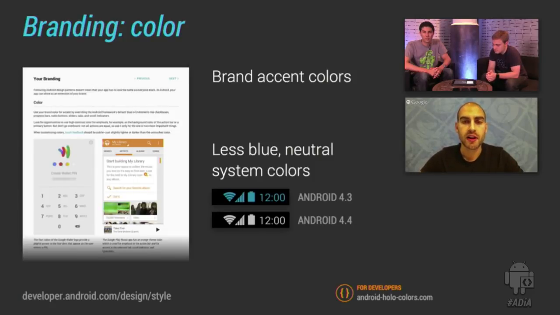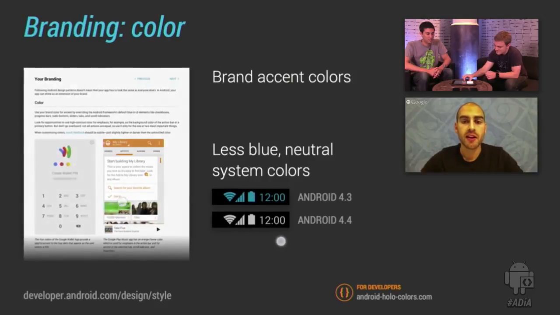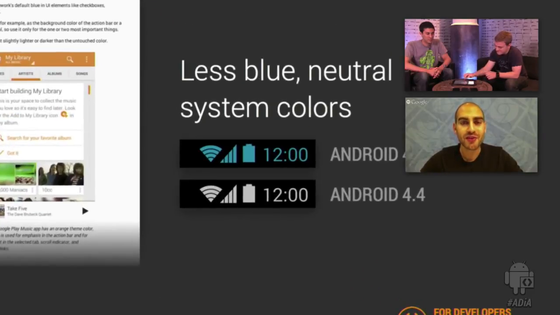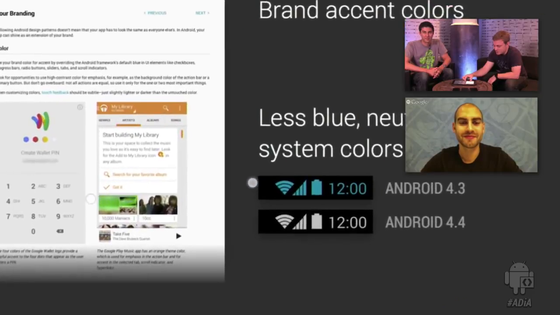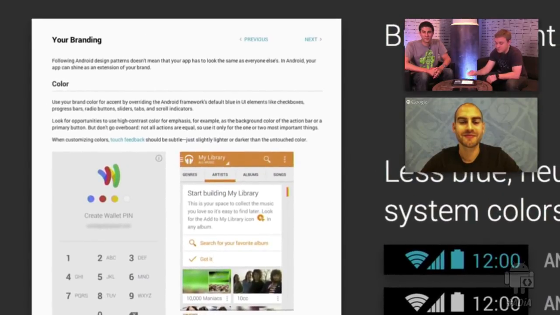So as we've called out here on the slide, there's some tools out there such as AndroidHoloColors.com, which will help you to marry the Holo visual theme, the look and feel of the buttons and checkboxes and so forth, with your own brand accent colors. I'm having some trouble zooming for some reason, but one of the things that we should probably mention is that there's a new section in the design guide called the Your Branding section.